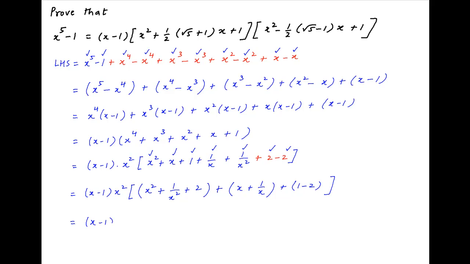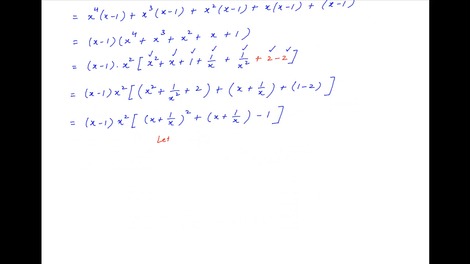And this is equal to x minus 1 times x square multiplied by in brackets x plus 1 upon x whole square plus x plus 1 upon x minus 1. Now let x plus 1 upon x be equal to y. Therefore, the expression in the square brackets in the left hand side, x plus 1 upon x whole square plus x plus 1 upon x minus 1, can be written as y square plus y minus 1.